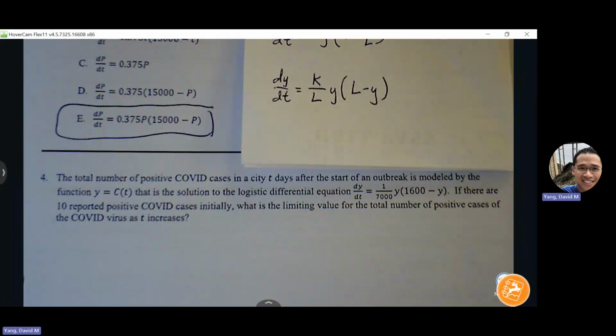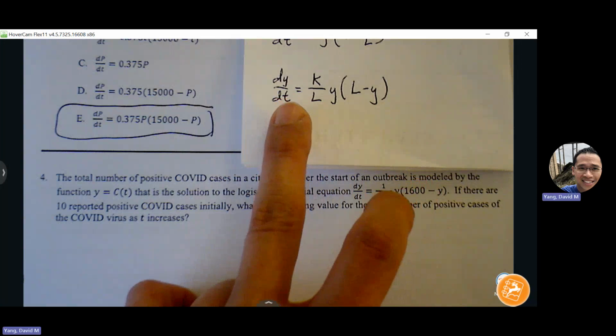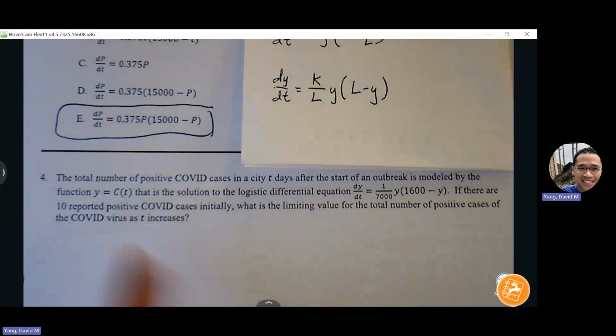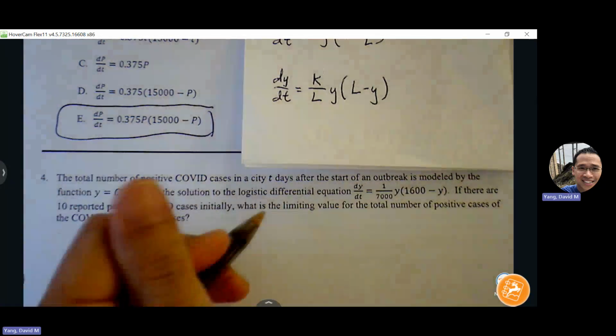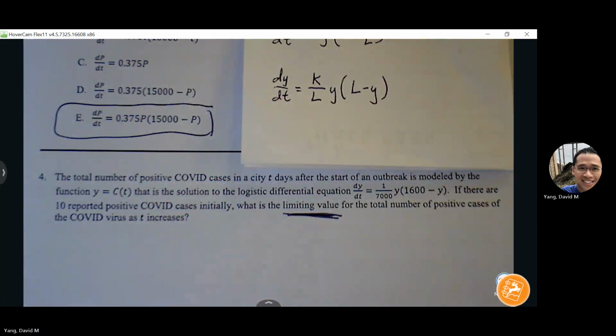Okay. Number 4, the total number of positive COVID cases in the city T days after the start of an outbreak is modeled by the function y equals C of t. That is the solution to a differential equation, dy dt equals 1 over 7,000 y, 1,600 minus y. It fits that second differential equation model better. If there are 10 reported positive cases initially, what is the limiting value? So we're looking for that L value for the total number of positive cases.